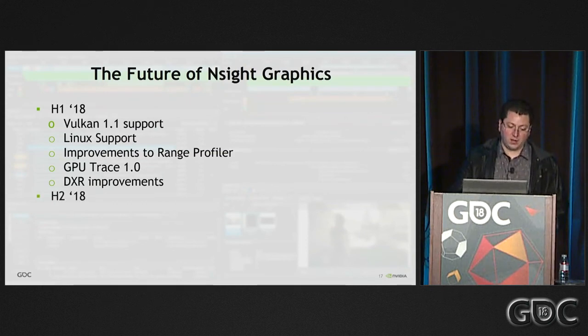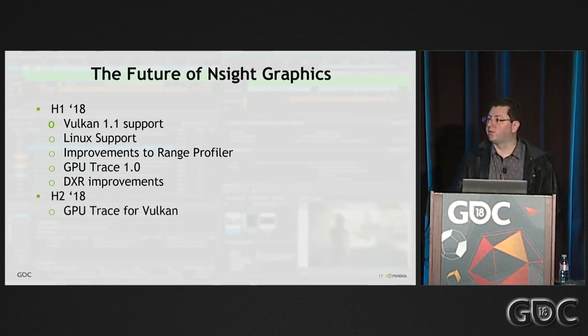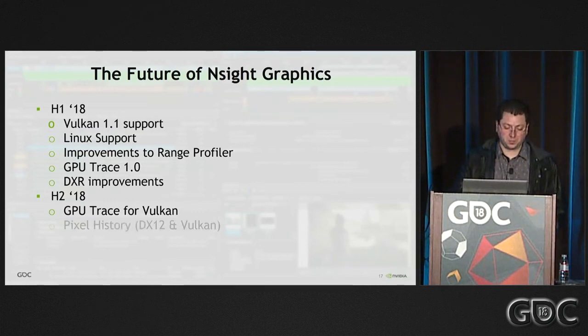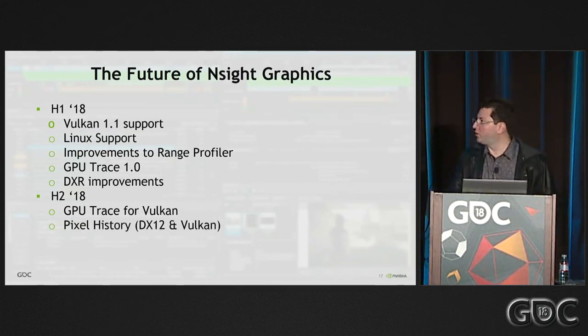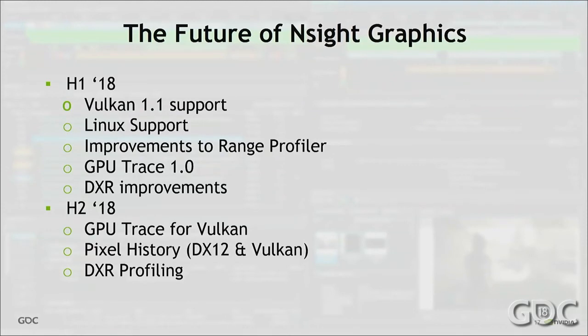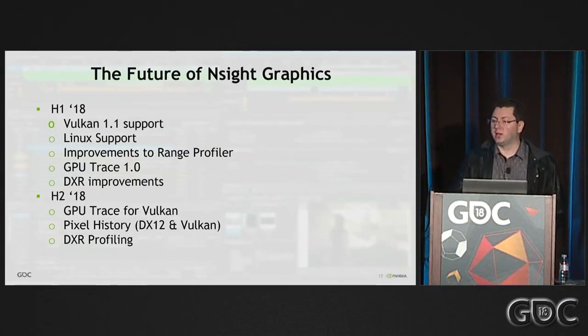In the second half of the year, we're hoping to have GPU Trace for Vulkan. So in the same way that you can find asynchronous compute opportunities within DX12, we want to expose that for Vulkan as well. Pixel history, really cool feature that Jeff showed. We have that right now for DX11 and OpenGL. We're going to have it for DX12 and Vulkan. And DXR profiling, incredibly important. If you guys are going to be releasing a performant application that uses DXR, obviously you're going to need to make sure that you can find bottlenecks and limiters and be able to address those. And so we understand that, and we're finding ways to get that profiling capability in place.